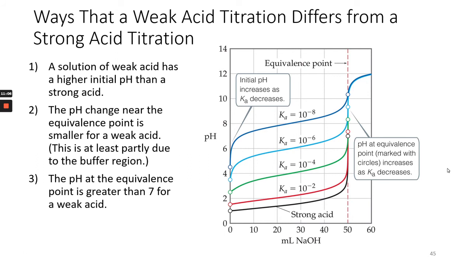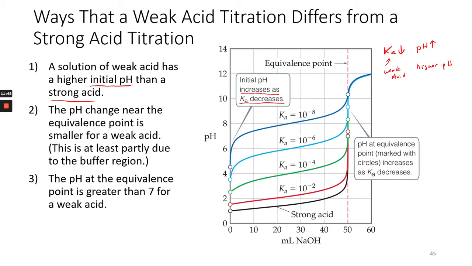So, ways that a weak acid titration differs from a strong acid titration. A solution of a weak acid has a higher initial pH than a strong acid. So you notice what happens as your Ka changes here: your initial pH will increase as Ka decreases. If Ka is decreasing, you are getting weaker, right? You have a weaker acid. So the weaker your acid, the higher your starting pH.